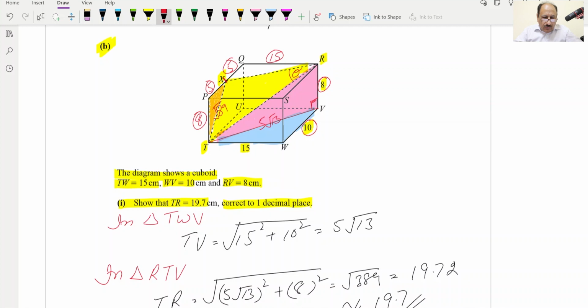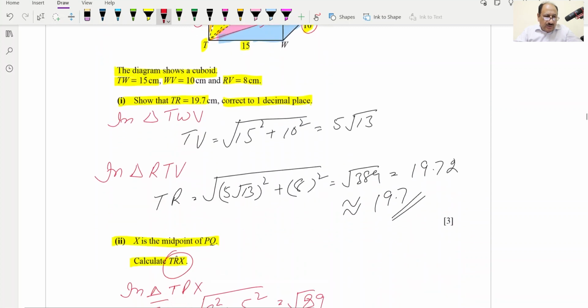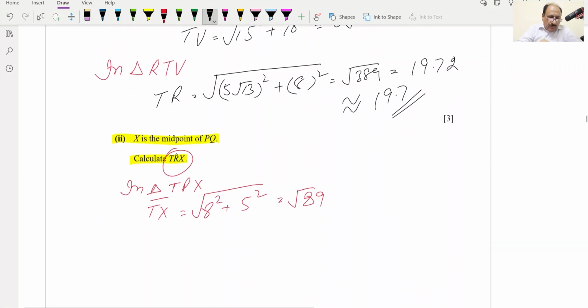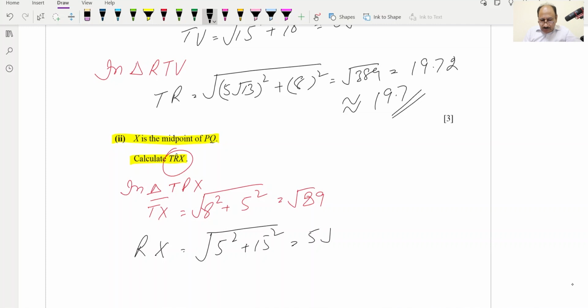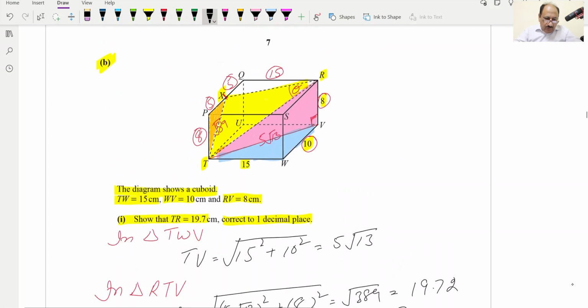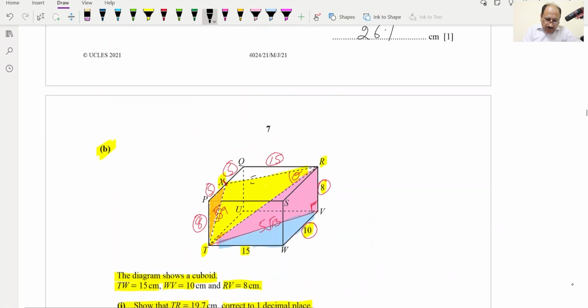And now we can find RX also. For RX, one side is 15, the other side is 5, so we will apply Pythagoras theorem, and RX will be equal to the square root of 5 squared plus 15 squared, which is equal to 5 root 10. Now 5 root 10 is this length.